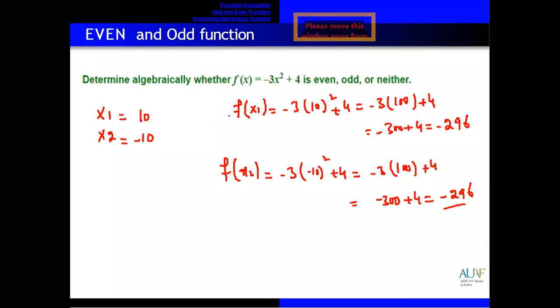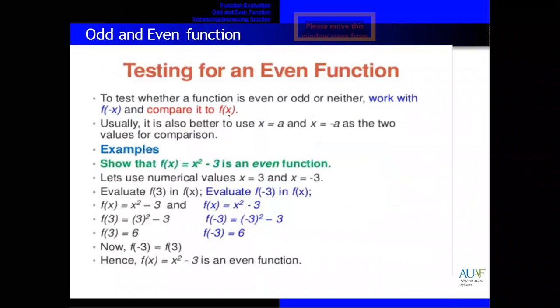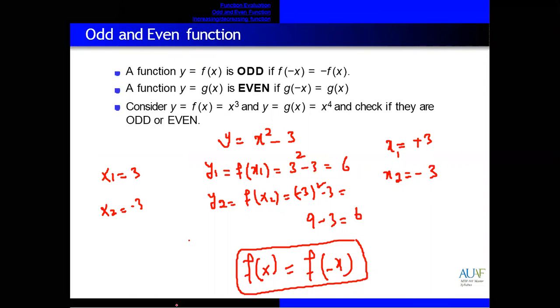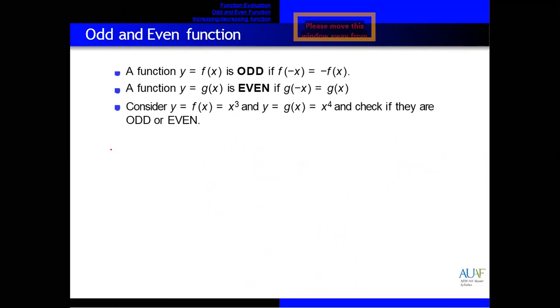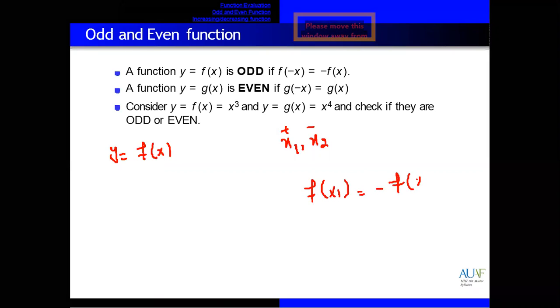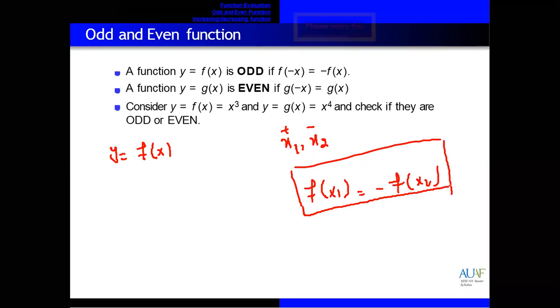Now, what is an odd function? An odd function is when we have a function y equals f of x and we give two values, x1 and x2. One value is positive, the second value is negative, the same number, and the results are f of x1 equal to minus f of x2. This condition is for the odd function: f of x1 equals minus f of x2.